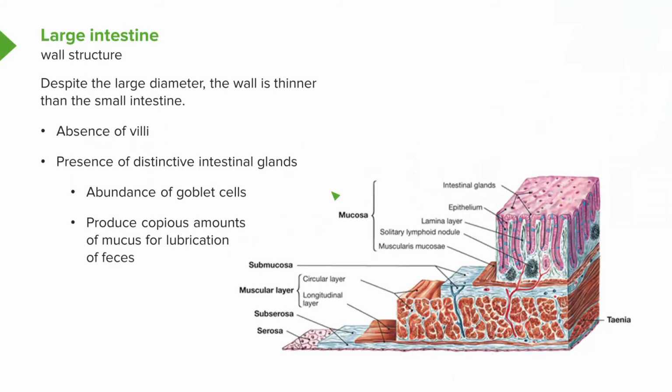And that's why we have these distinctive intestinal glands, which are located in the wall of the large intestine. Within these glands, there's an abundance of goblet cells, and these produce lots and lots of mucus. Because the water is being drawn out from the feces, they can become quite dehydrated, quite dry. So we need some lubrication via this mucus to allow the feces to pass through the large intestine and ultimately be removed.